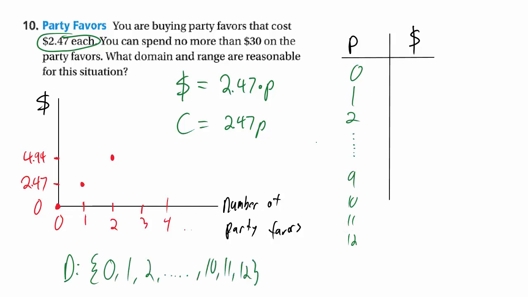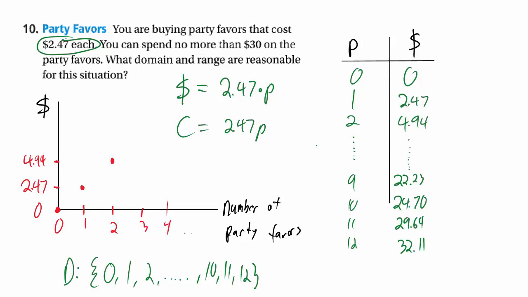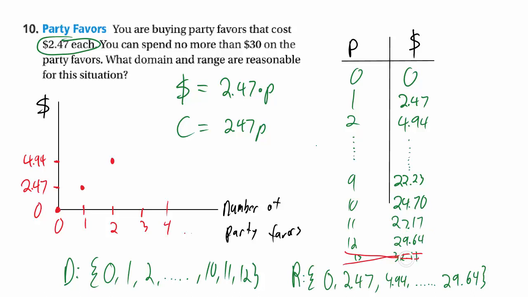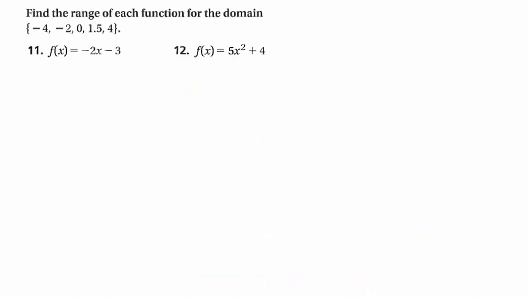Now, why can't we buy 13? Well, once I calculate the values for this at 13, I notice that I actually go over $30. So once you buy 13, you spend $32.11. Since my cap on spending is only $30, I'm not going to include that in your range. So between 0 and 12, just the whole numbers there, and between 0 and $29.64 is my reasonable range for those party favors.